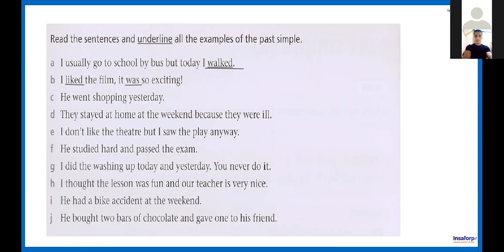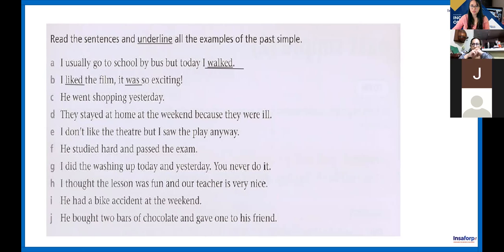Adonías. Okay, and the letter C. ¿Cómo me quedaría? ¿Cuál es el verbo for letter C? Can you help me? Went. And letter D? ¿Cómo me quedaría? What is the verb or the verbs? Stayed. Very good. Is there any other? ¿Qué otro verbo? Where, right? That's right. It's where.